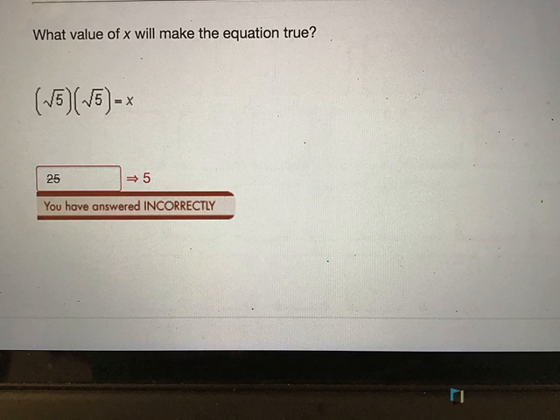What value of x will make the equation true? So, if we look at this, the square root of 5 times the square root of 5. The answer is 5. Now, why is that? First of all, we have to know what square roots are, square roots of a number. So I'm going to start with an easy one. Square root of 4 is 2.